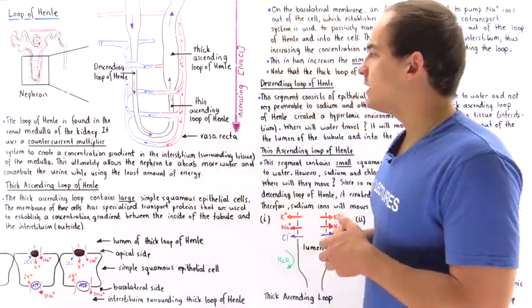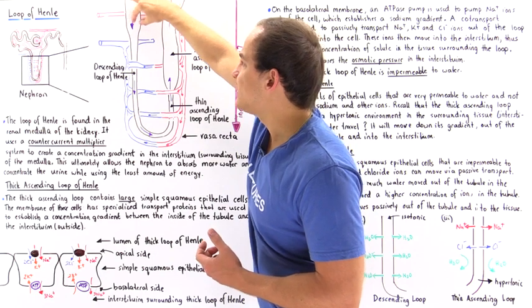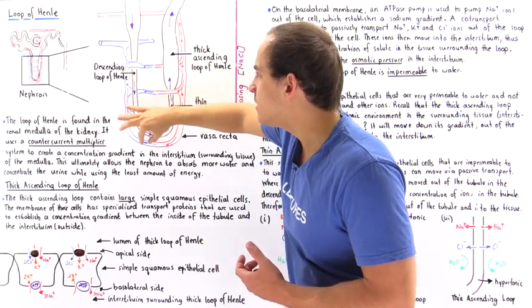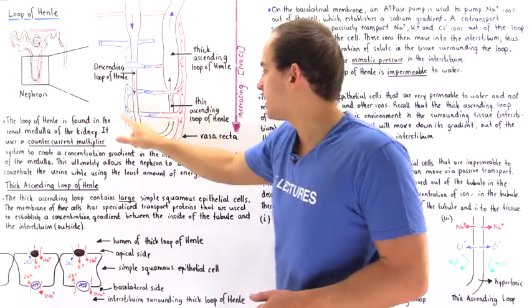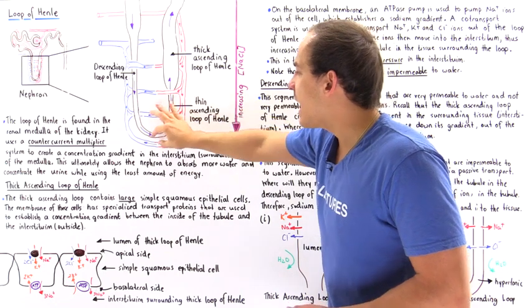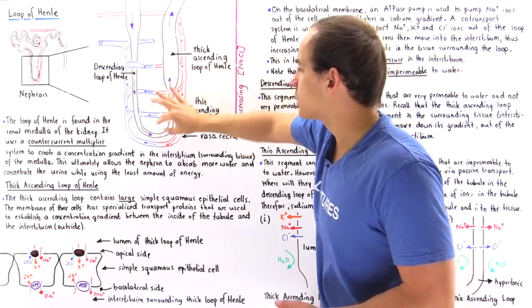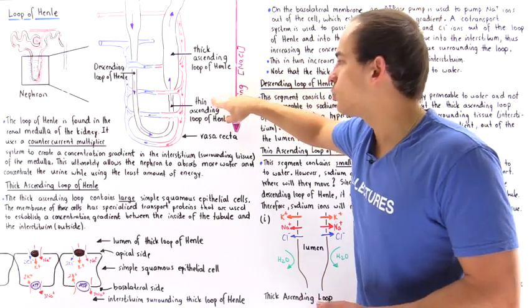the loop of Henle into 3 sections. So as the filtrate travels down the tubule of the loop of Henle, this segment is known as the descending loop of Henle. At the bottom, the filtrate basically changes direction and begins to travel upward, and this segment is known as the thin ascending loop of Henle.